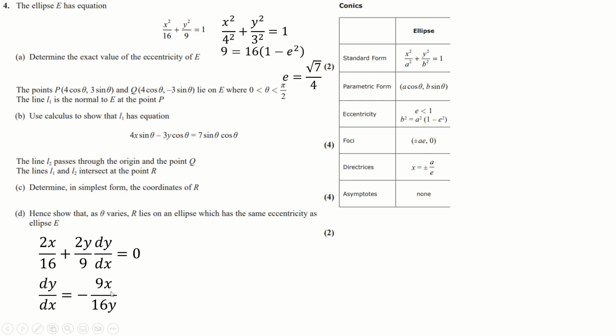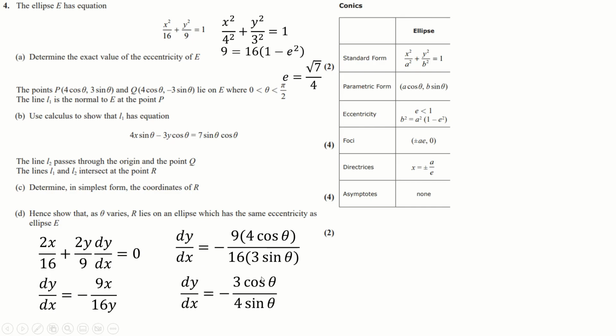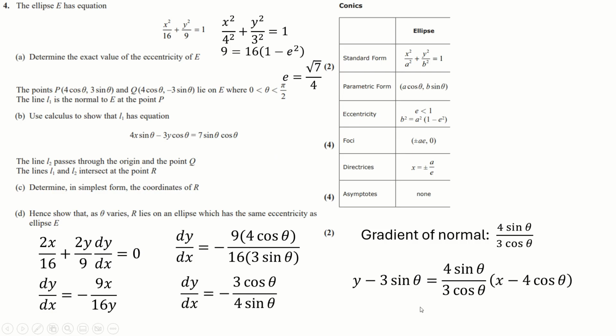And then what you can do is throw your x value and your y value into there. This is talking about the point P here. So put that x and that y in there, and that's our gradient at the point P. Now we can simplify it a little bit. The gradient of the normal is, of course, the negative reciprocal of this, because it's the normal. And then to work out the equation of the line of the normal, we can just do y minus y1 equals m, which is this, times x minus x1.